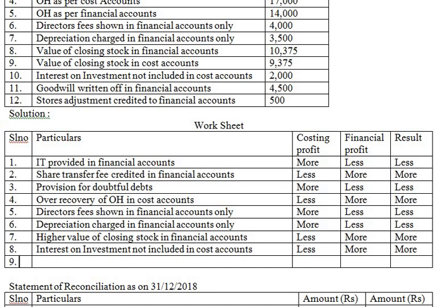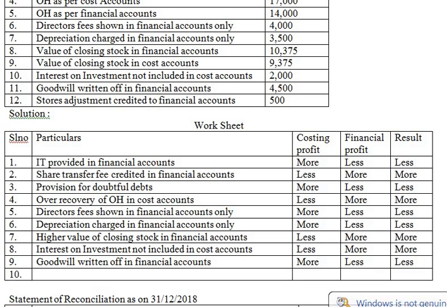Ninth. Goodwill written off in financial accounts. So it is written off, so your costing profit will be more, financial profit will be less, and your result will also be less. 10. Stores adjustment credited to financial accounts. So it is credited to financial account, so your financial profit will be more, costing profit will be less. So less to more is more.